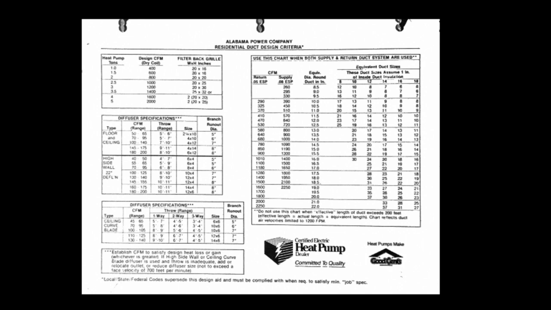As you can see here, up at the top left, it says Alabama Power Company residential duct design criteria. Up here at the top left, for your heat pump, you have your tons, and then your filter grill sizes and diffuser specifications. Over here to the right, you have the CFM and the equivalent duct sizes, so that you determine what duct size to get your 1,000 cubic feet of air per minute.